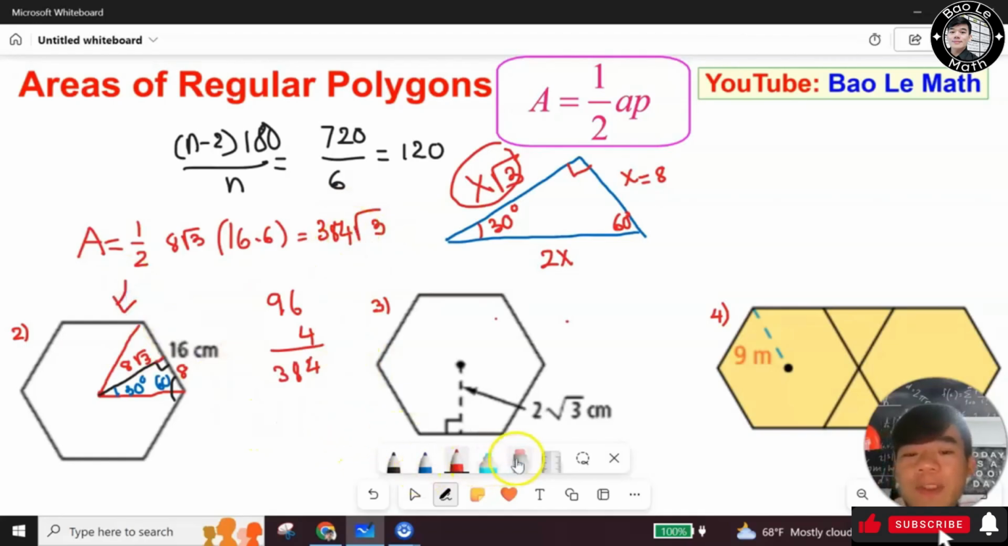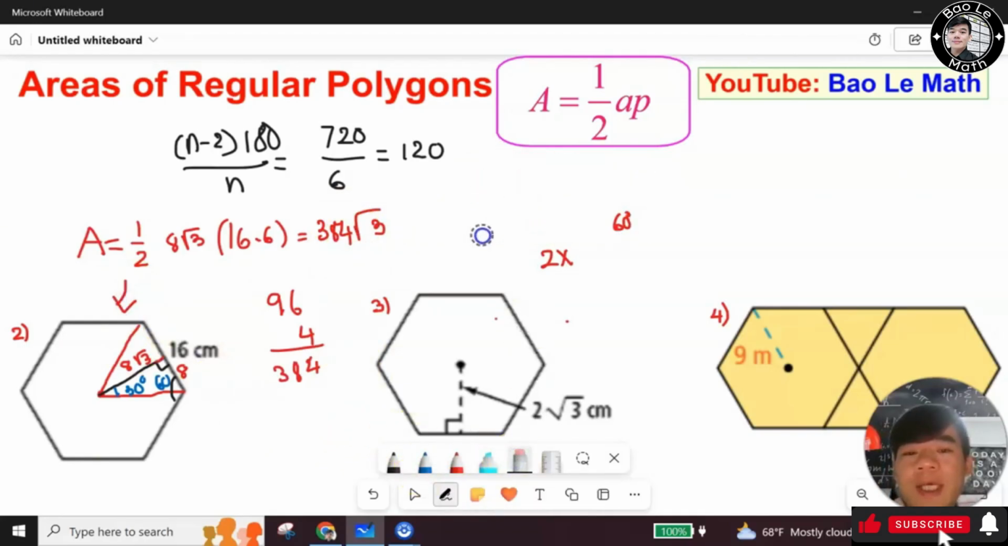Alright, so let's move on to the next one. Now in the next example, they just give you the apothem. So this is slightly different from number 2, but the concept should be the same. We just do exactly the same thing. We just draw the triangle right here. Again we use the formula right here.